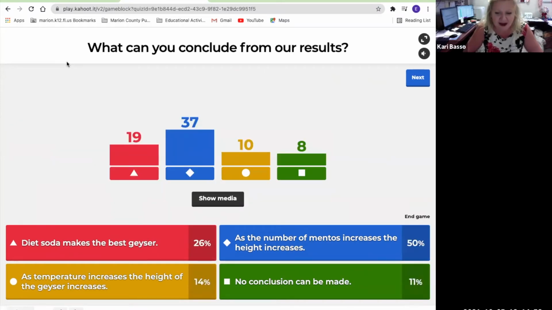All right, so most of you thought that the number of Mentos increased it, but we made a mistake when we did this study because we had two variables. We made two changes to our experiment. We changed the kind of soda and we changed the number of Mentos. So we can't conclude anything from this experiment because we don't know if the number of Mentos changed it or whether it was the kind of soda, because remember, we used diet soda and regular soda. So now we have to scratch our heads and just say that we don't really know what changed.